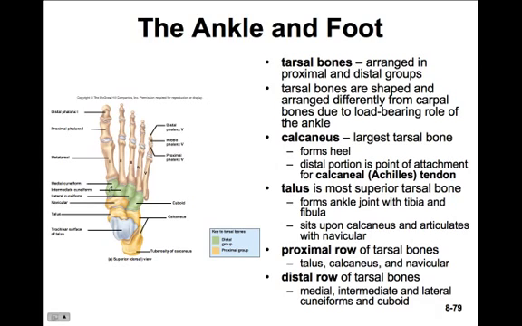The medial cuneiform is on the medial side of the foot, or the big toe side. And the lateral cuneiform is the one that's closest to the cuboid, which is on the lateral side of the foot. And then the one between those two is called the intermediate cuneiform bone. So there's no good mnemonic here to memorize these with, but they're all pretty straightforwardly named.